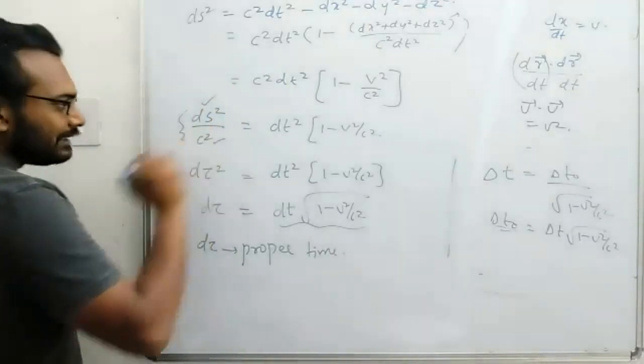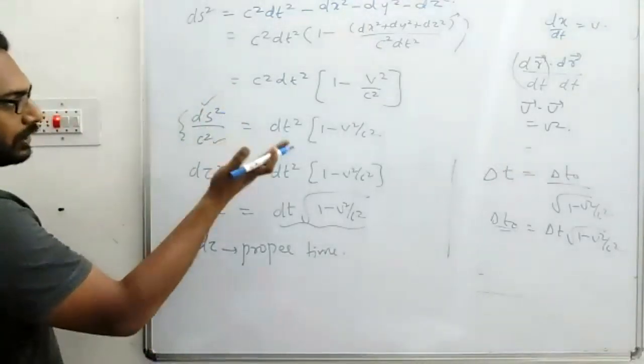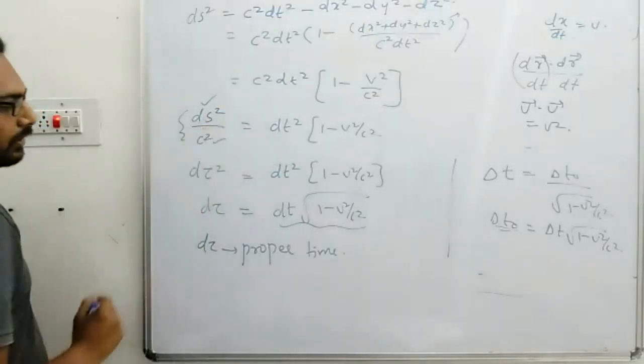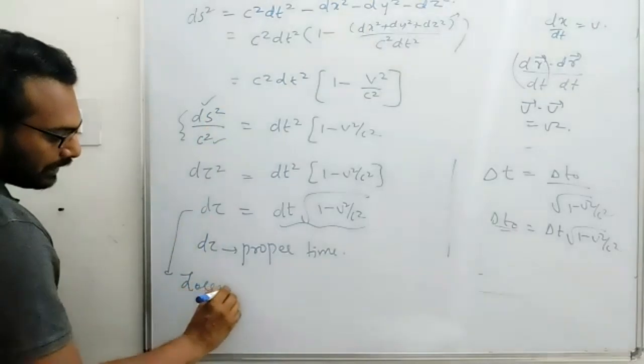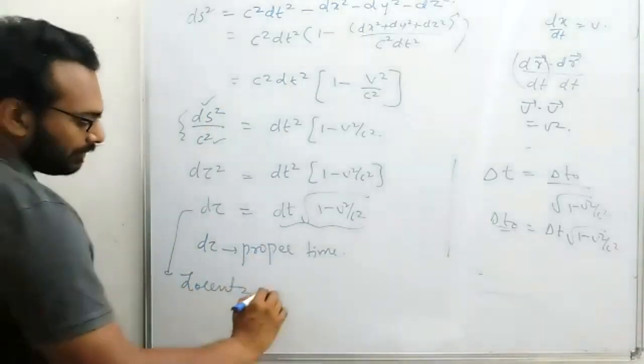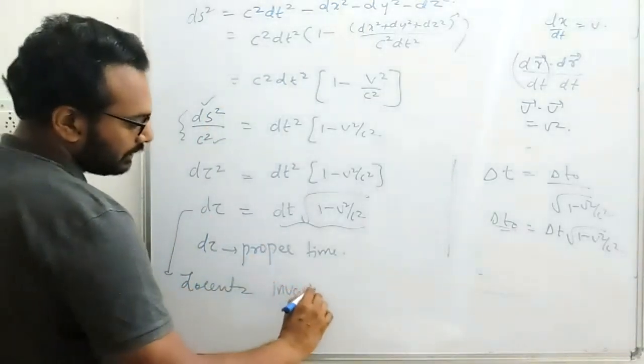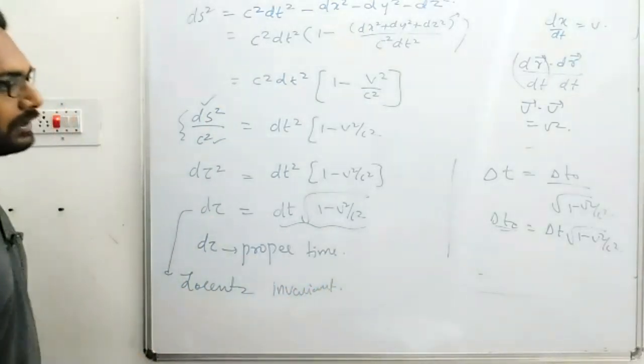Okay, we know that c is invariant. So this combination is also invariant, right? c is Lorentz invariant, dσ² is Lorentz invariant. So you see that dτ is a Lorentz invariant quantity. So that's why we say that the proper time is Lorentz invariant. Okay, proper time is Lorentz invariant.